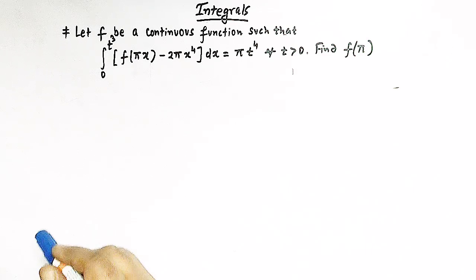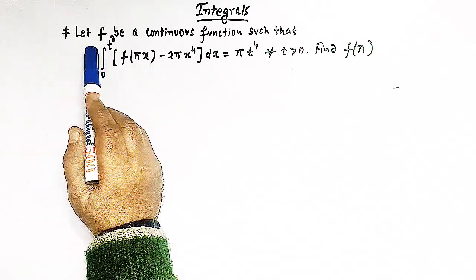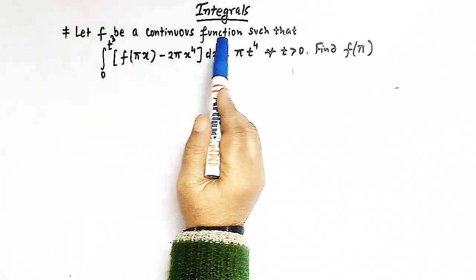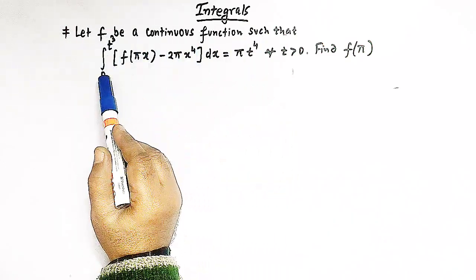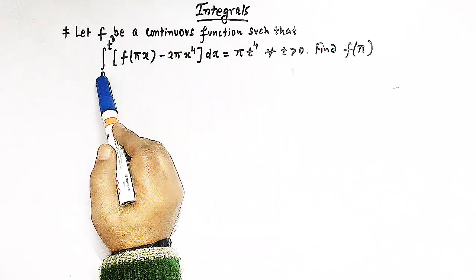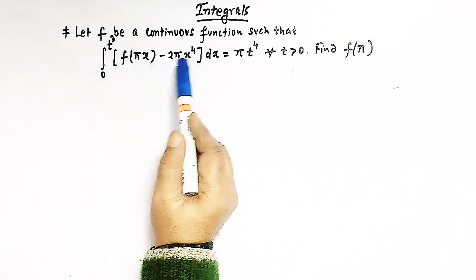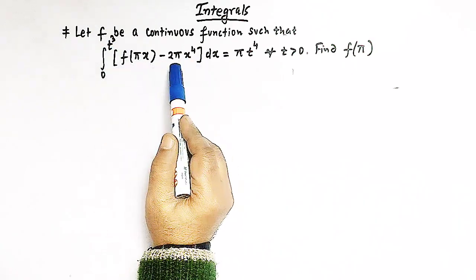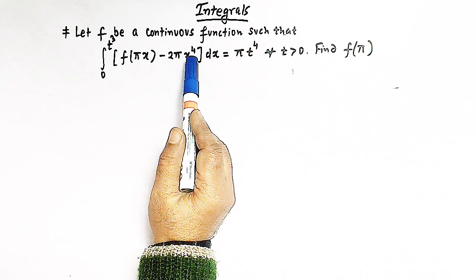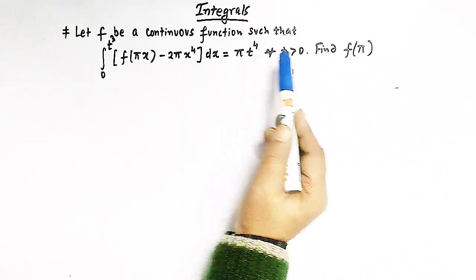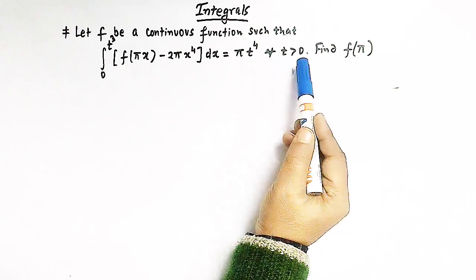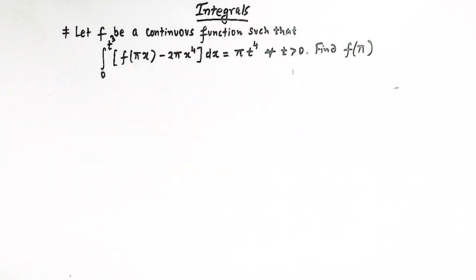So here we are given this problem where a function f is given to be a continuous function, and this function f is defined by this equation, that is integral 0 to t cube, and here we have f of pi x minus 2 pi x raised to 4 dx is equal to pi times t raised to 4 for all values of t greater than 0, and we have to find the value of f of pi, right?